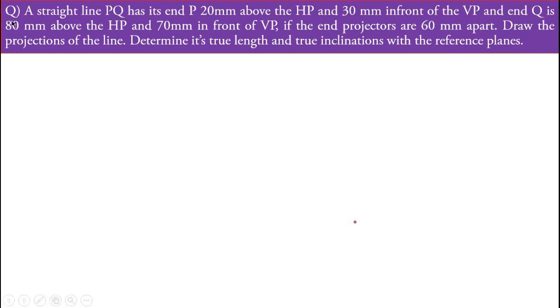In the numerical statement you can observe a straight line PQ has its end point P 20 mm above the HP and 30 mm in front of VP, and end Q is 80 mm above the HP and 70 mm in front of VP. If the end projectors are 60 mm apart, draw the projections of the line, and determine its true length and true inclinations with the reference planes.